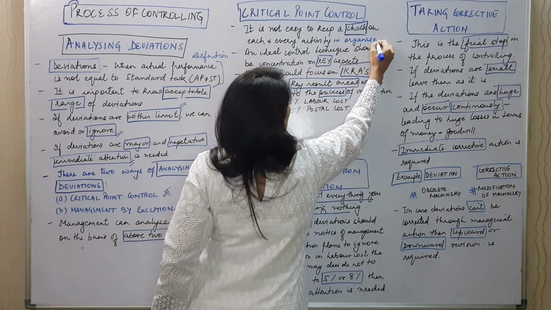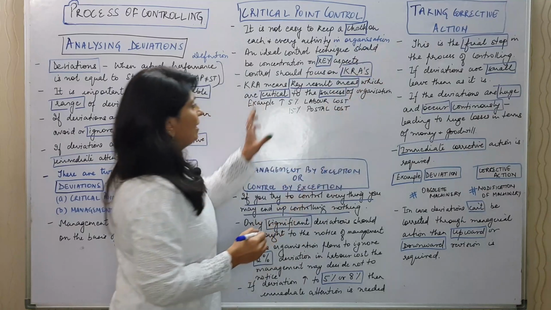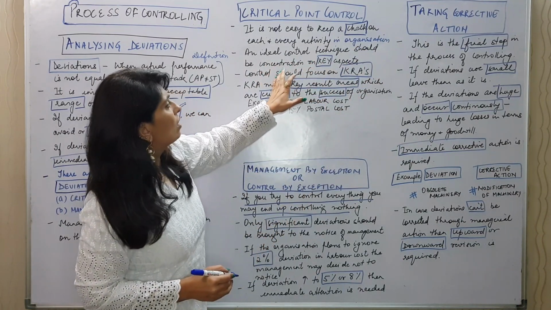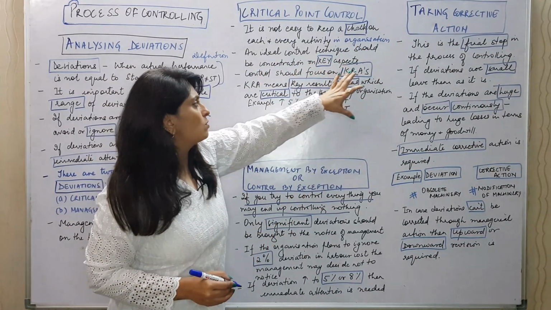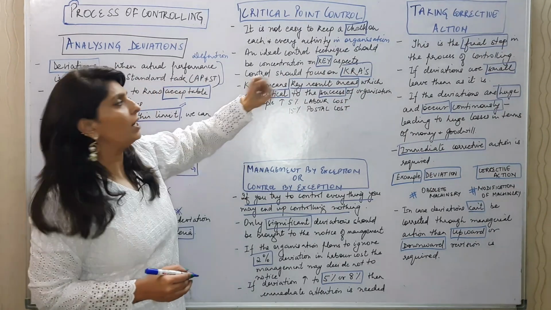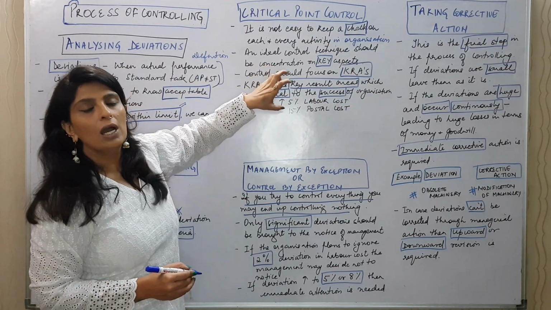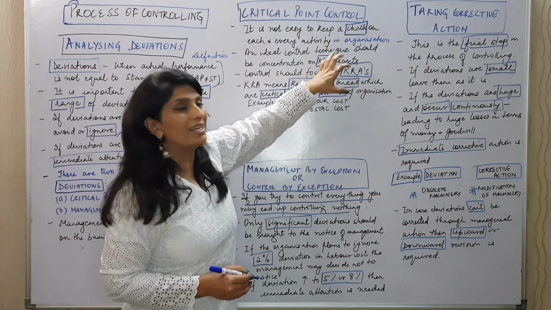So what do we do? An ideal control technique should be concentration on key aspects. So what is the best way to concentrate on the checking of deviation? It is to look for the key aspects.